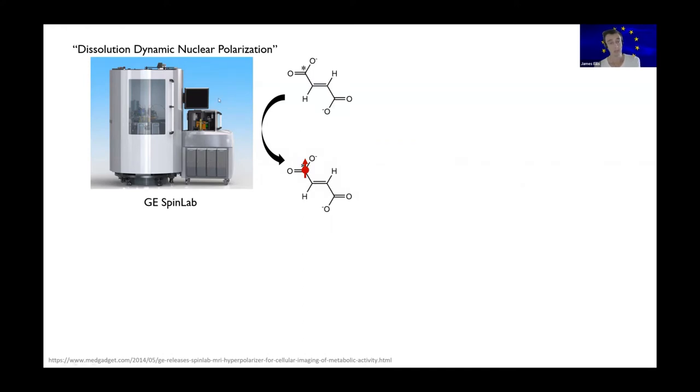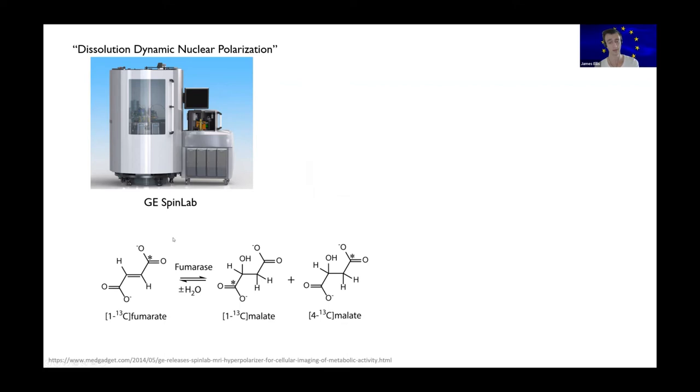It's used in the DMP community. They polarize the molecule, as shown here as singly labeled fumarate. They actually use doubly carbon 13 labeled fumarate. They'll polarize this molecule, put it in a spin lab and spit it out with hyperpolarized carbon spin order. And that can then be injected in vivo, and this biological reaction is monitored.